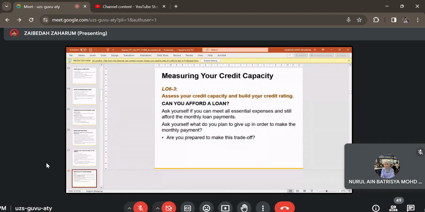So next kita tengok kepada measuring your credit capacity. Okay, ini yang kita punya objektif yang ketiga, di mana kita kata assessing your credit capacity and build your credit rating. Okay, dekat sini tengok, can you afford a loan? Okay, so this we have to ask ourselves tadi lah. Okay.